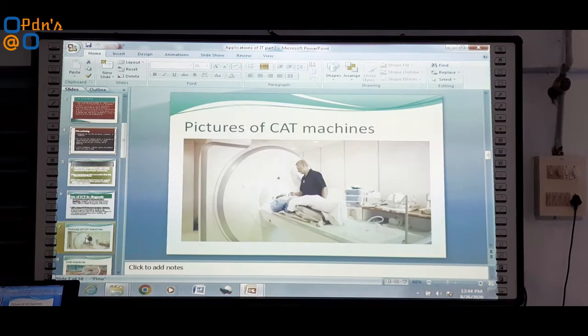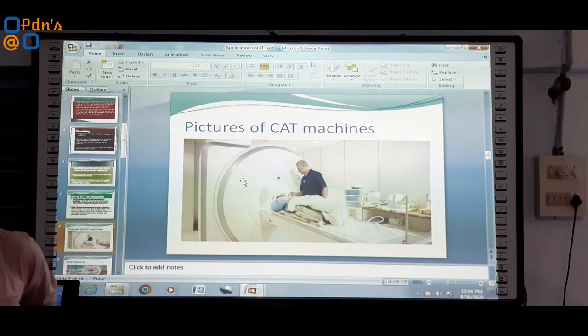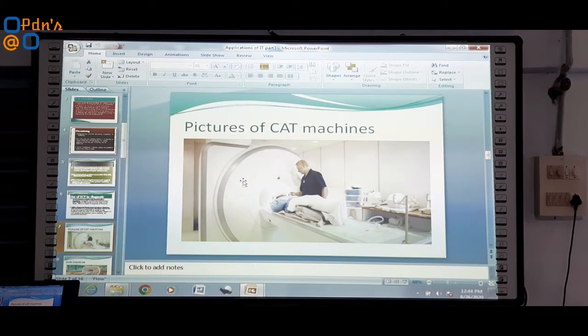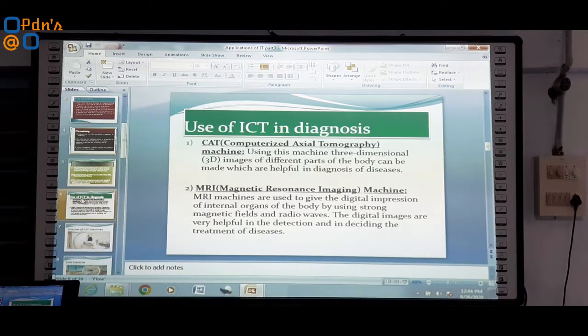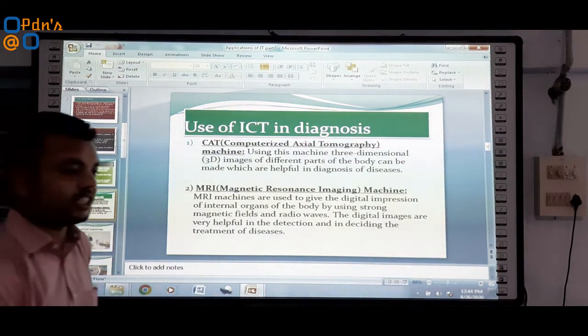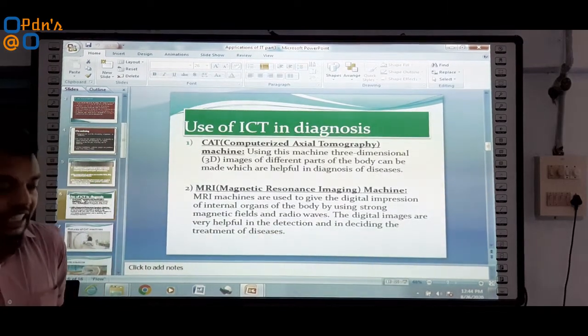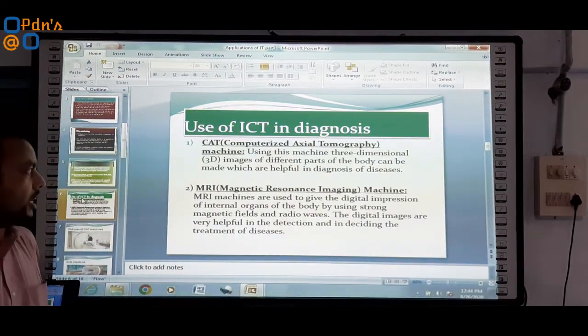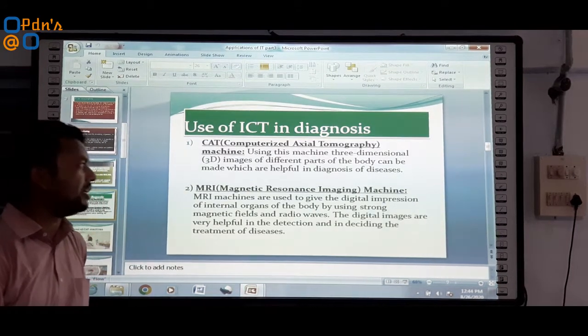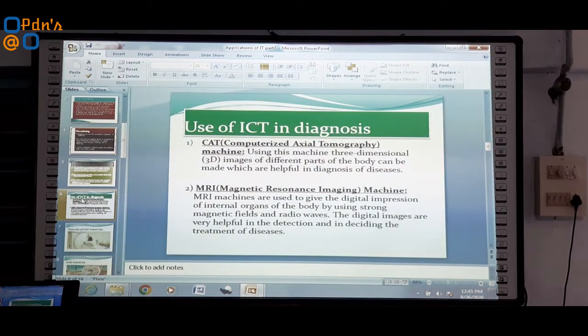An example, a picture of a CAT machine looks like this. This is the picture of a CAT machine which is depicted in front of you. Like this, the patients are inserted inside the machine, and after undergoing the test, a report will be generated which describes whether the patient has any kind of deformities or disease. So using this machine, 3D images of different body parts can be obtained.